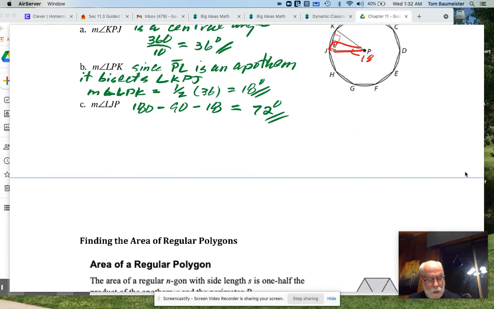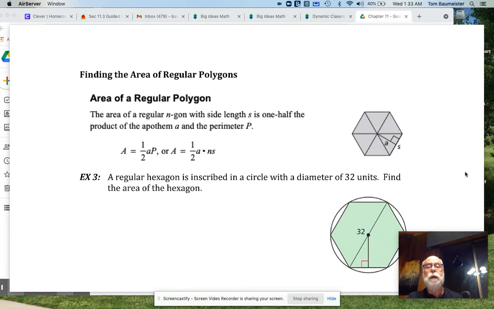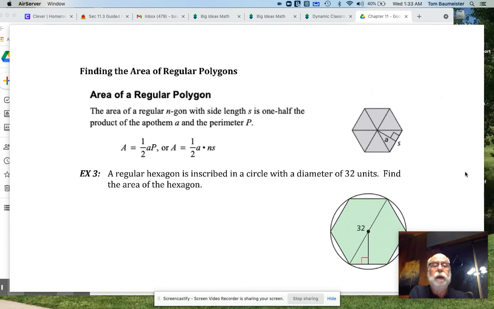Okay, so now we need all of that to be able to find the area of regular polygons. So the area of a regular polygon, in this case, the area of a regular n-gon, remember, we had special names for the first couple: quadrilateral, pentagon, hexagon, heptagon, etc. After that, it's n-gons. So the area of a regular n-gon with side length S. What it's telling us here is that this length is S. In this case, all of these sides are length S.